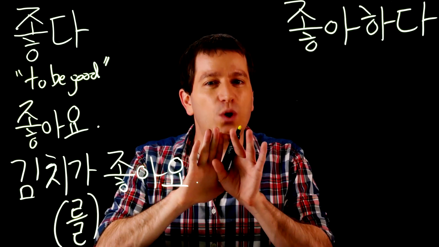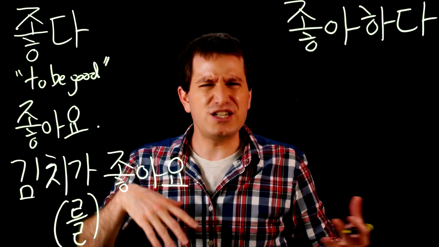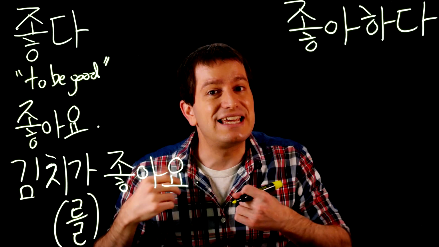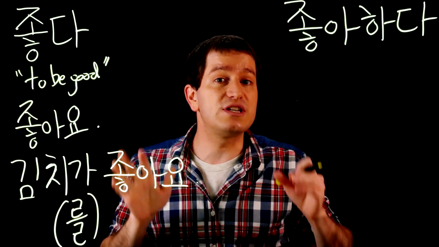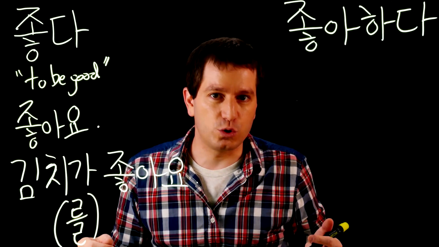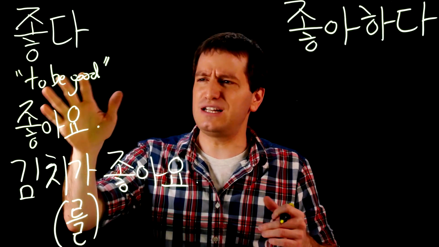And this applies to all descriptive verbs. Anytime you're describing something, there is no object. You're not doing anything to that noun, to that word, so you cannot use a descriptive verb including 좋다 with the object marker. 좋아하다, however, does not mean to be good.